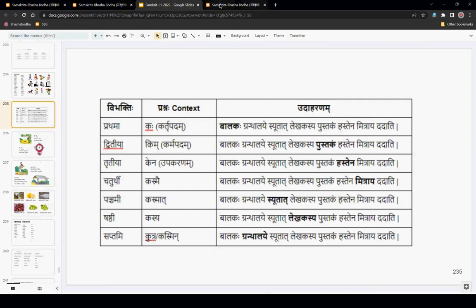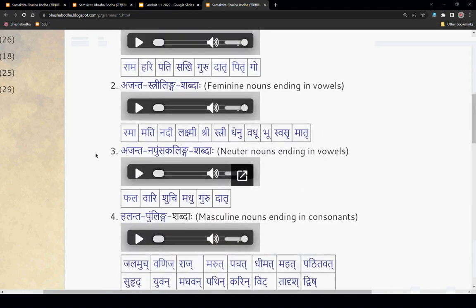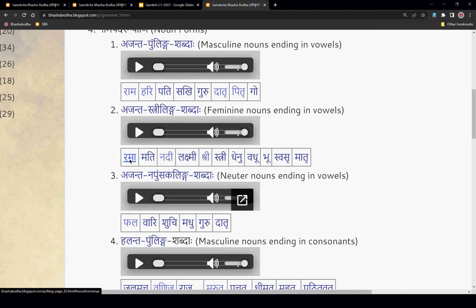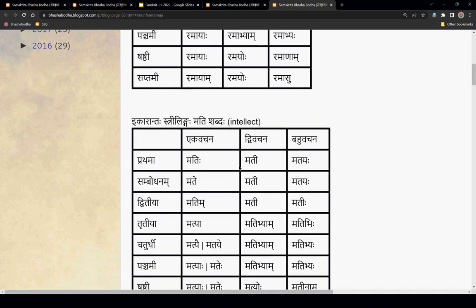Similarly, you can use other words like Lata, Rama. We use Akaranta Uma Strilinga Shabda. So then you can come here and look up the table, Ramayai. So similarly, you can form the other words which are ending in A. Rama, Lata, Uma. What else? We have Neela, Sujata, Sita, all your names. So Akaranta, Sita, Yai.